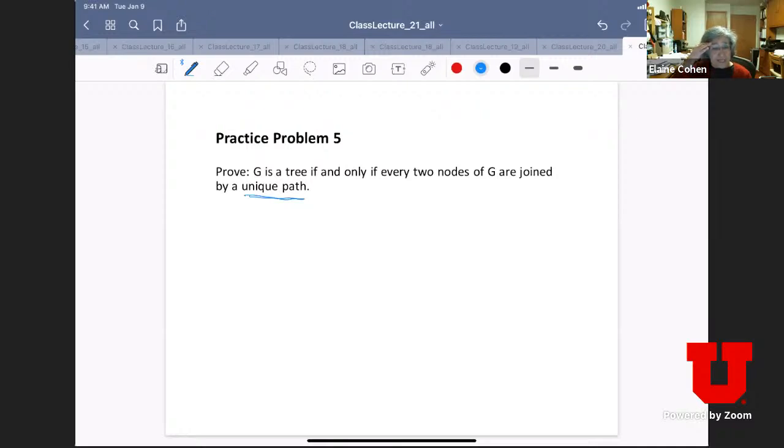So I say G is a tree, and I've got at least 2 nodes, A and B, that are joined by 2 different paths. So I have path P1, which is A, V1, V2, ..., Vk, B. And I have path P2, which is A, W1, W2, ..., Wq, B. 2 different paths.